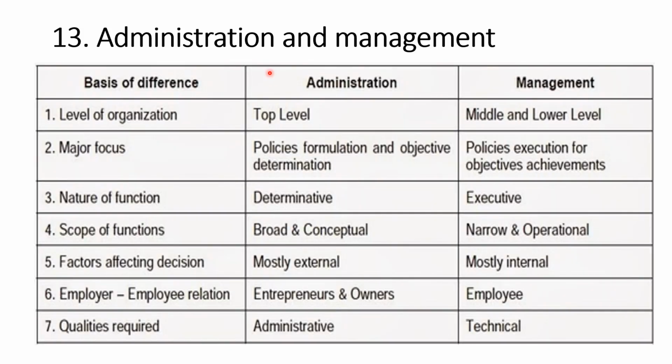Next category is differentiate between. Number 1. Difference between administration and management. You can see it is written as a table. The first column, the basis of difference, second administration, third management. Under the basis of difference, level of organization, administration top level, management middle and lower level.